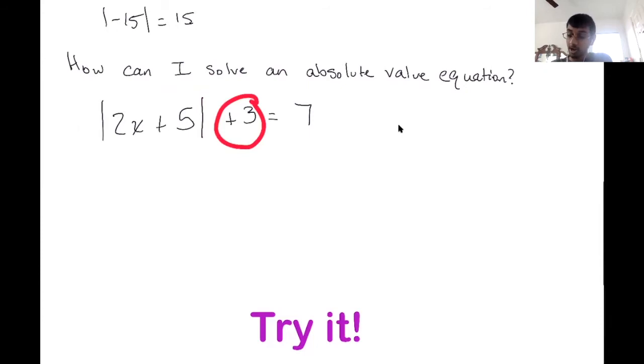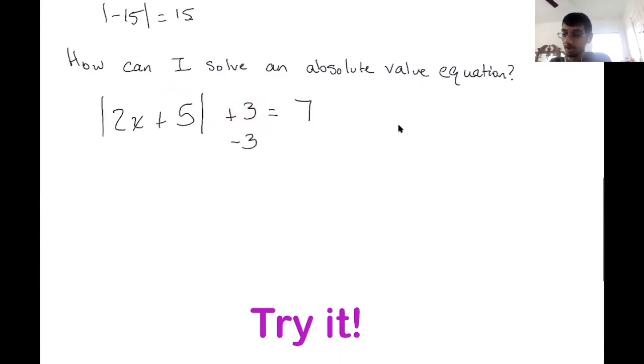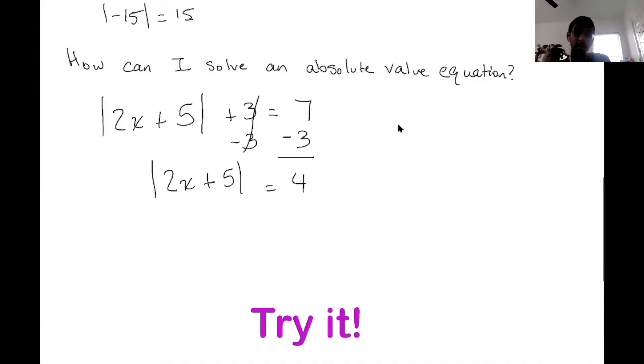So we're going to try to get rid of that, and the goal is to get rid of all this extra stuff that's not in the absolute value symbol. So we'll just simplify it by subtracting the 3 on both sides. Very straightforward. So we have a 4, and that's equal to the absolute value of 2x plus 5. Pretty simple. So now at this point, we're going to do the same thing I just showed you guys in the last problem.